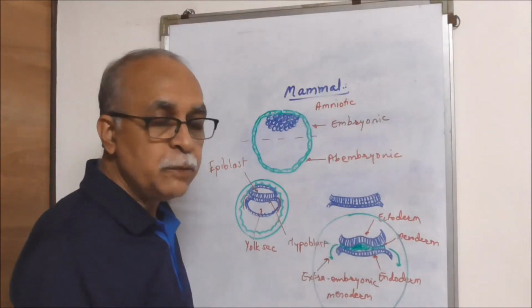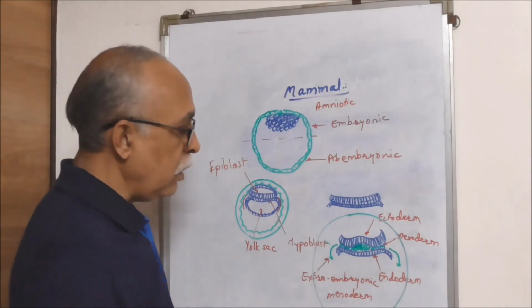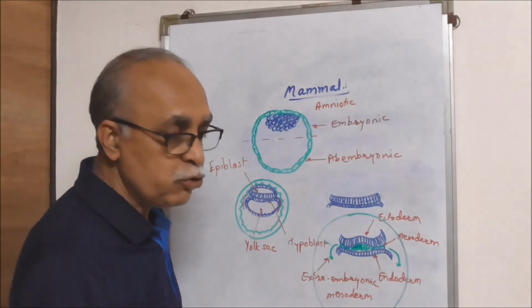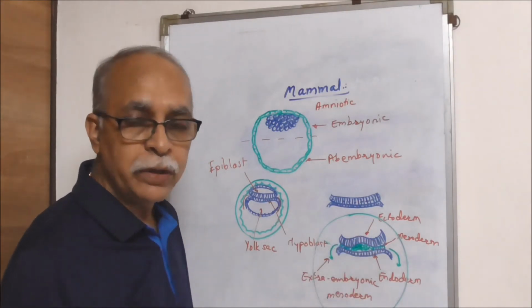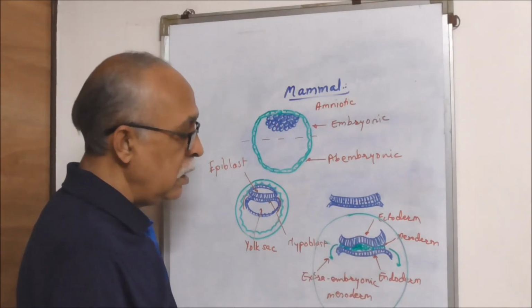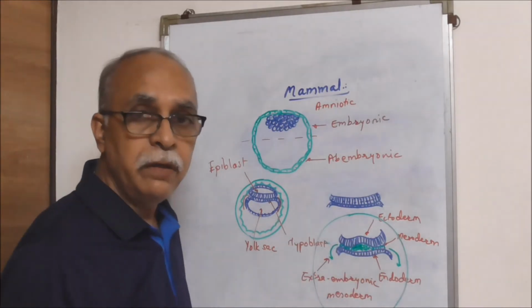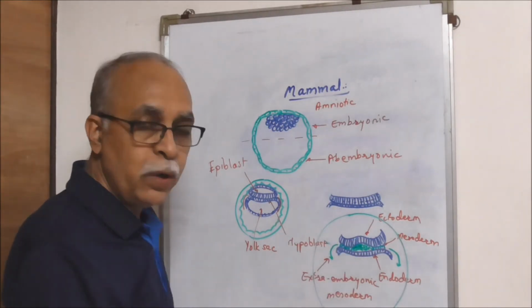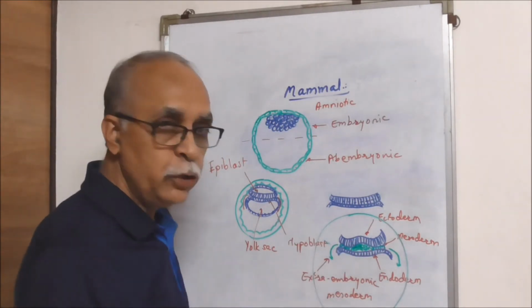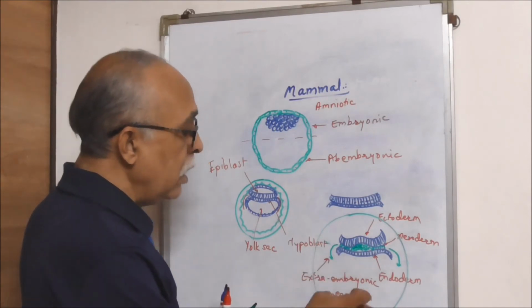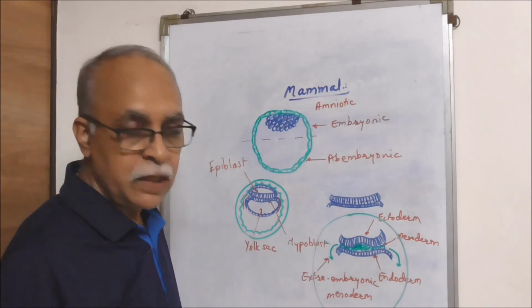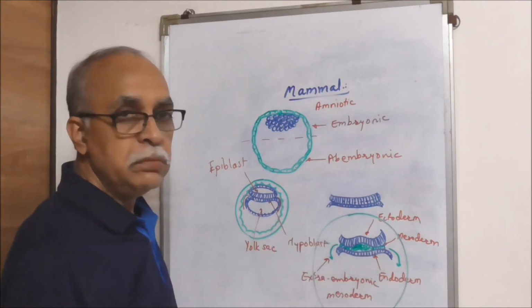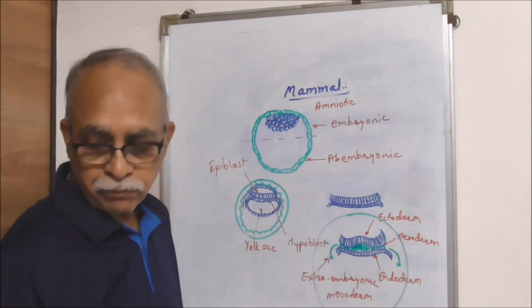Each layer has a specific fate, specific organs, specific structures of the body to be derived from. Ectoderm may be the outer covering, that is epidermis, and nervous system. Mesoderm into connective tissues, endoderm into epithelium and digestive tract. That is how they will be developing into future organs. That's about gastrulation in mammals.